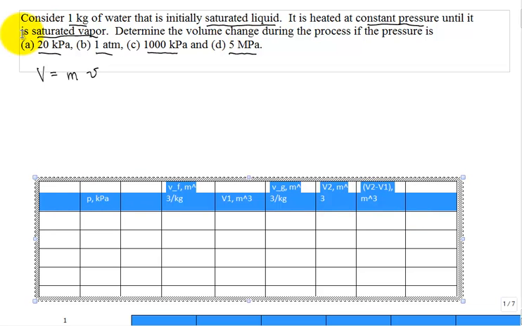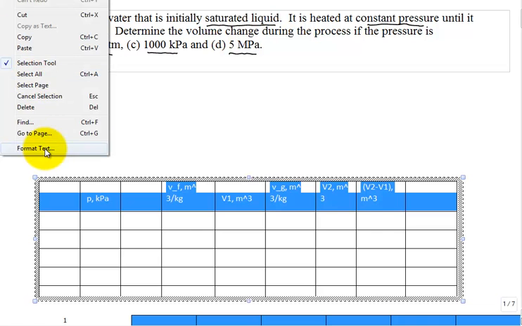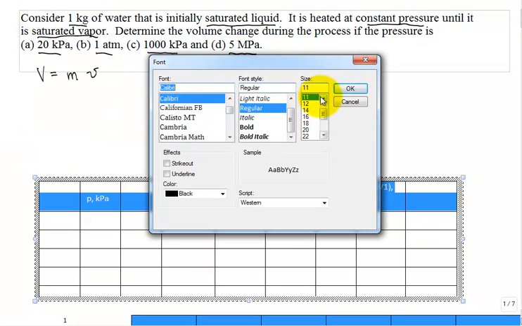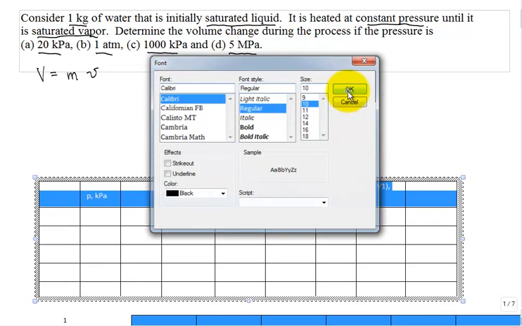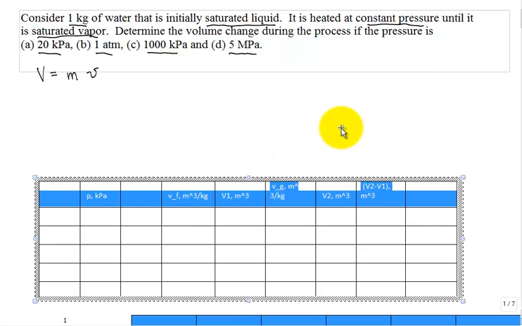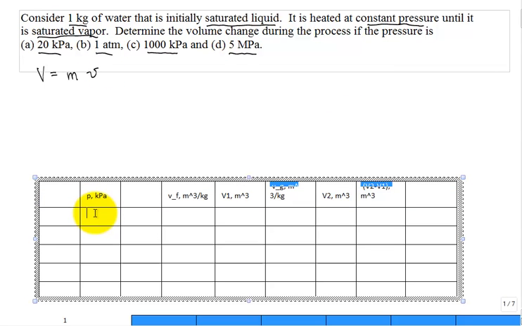I'm going to try and reduce my font size to make it look a little better. It doesn't really look that much better, but there you go. Okay, so we'll go to the table. First, we'll look for 20 kilopascal.